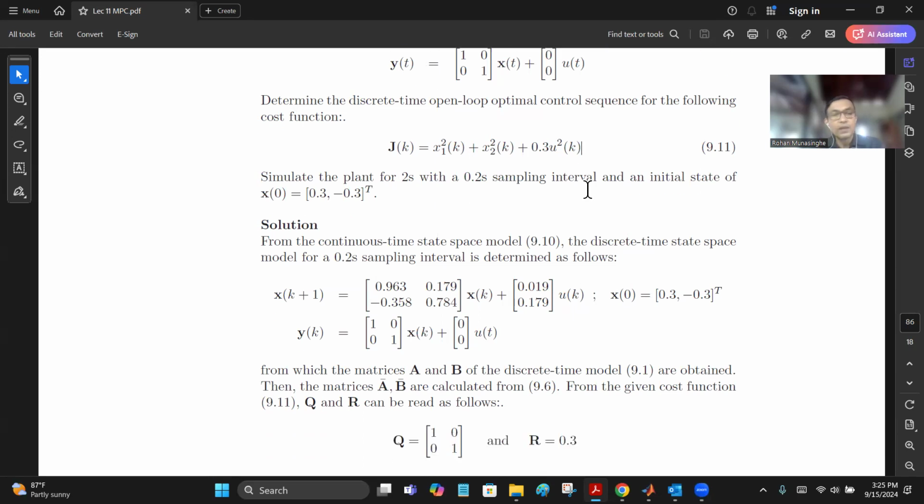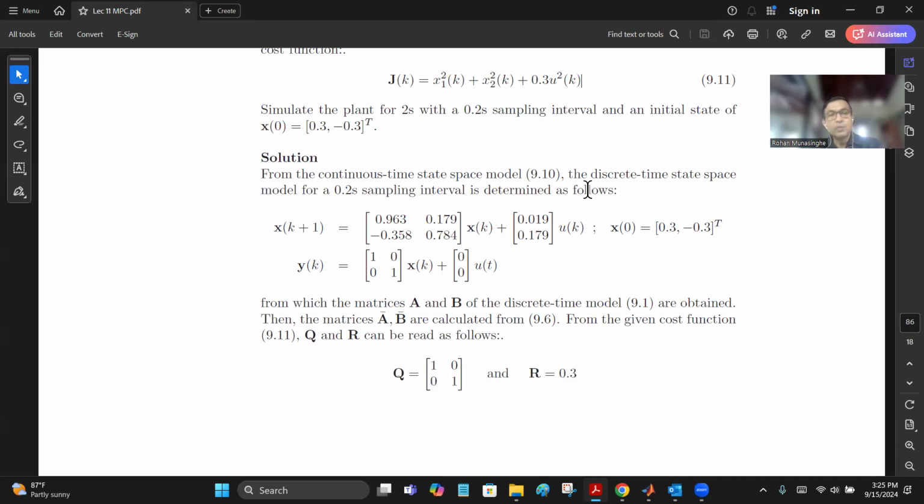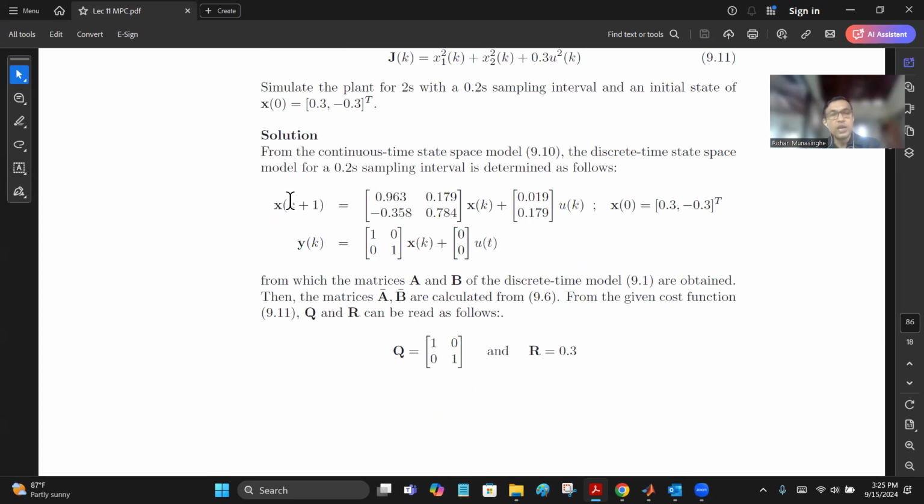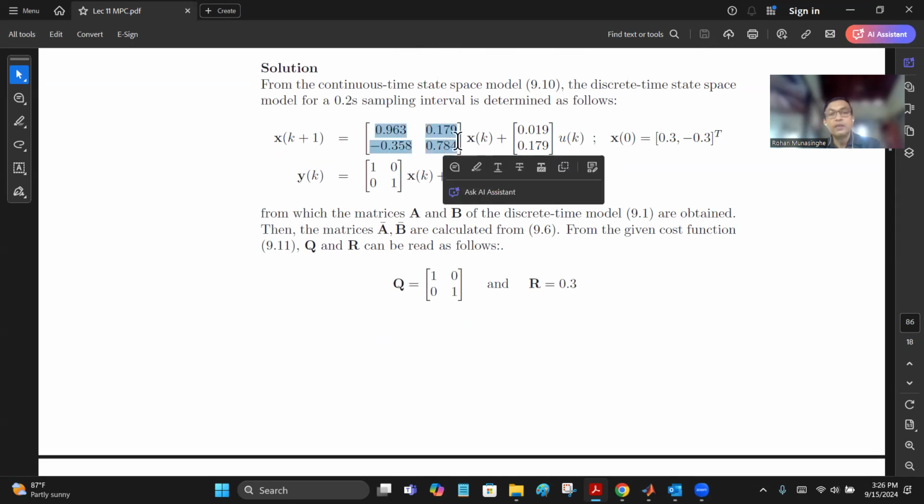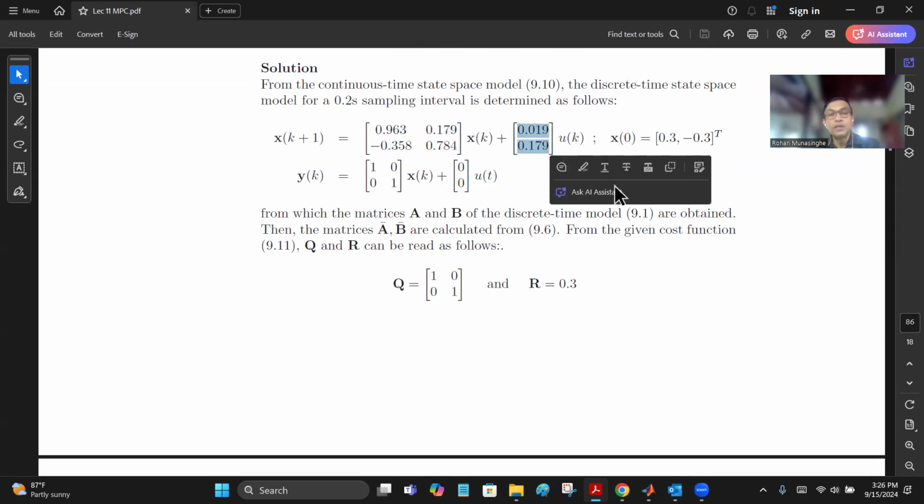Instantaneous cost, right? To solve this problem, as I said, we want to get the discrete time state space model. This is that. And this is the start or initial condition. Both of the states are not the same, 0.3 and minus 0.3 perhaps. Okay, this is where you would set off. And your sampling interval is 0.2 seconds. Now, this is A, this is B, right?